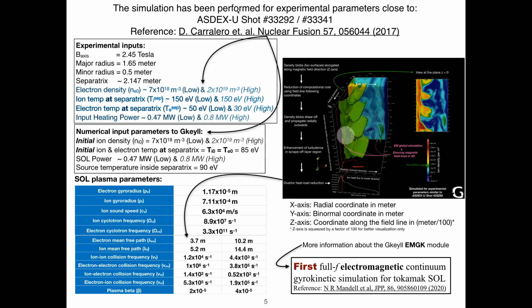We have performed simulation for the ASDEX Upgrade tokamak's experimental parameters close to the shot numbers 33292 and 33341. Further details about these shots, the experimental measurements and the analysis of the experimental data can be found in Daniel Carralero's paper in Nuclear Fusion in 2017.